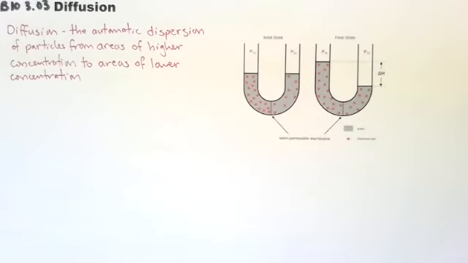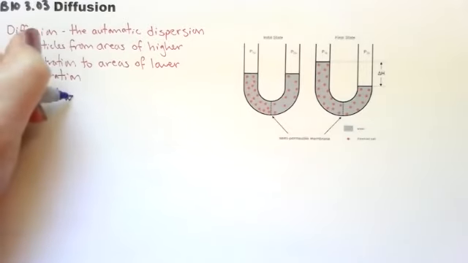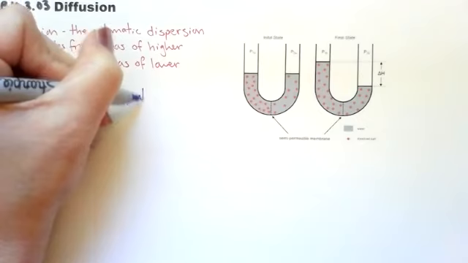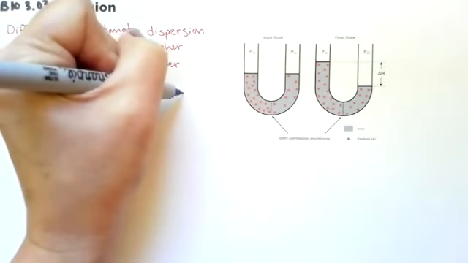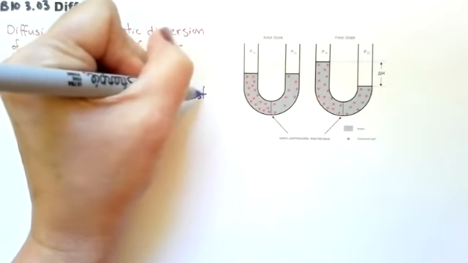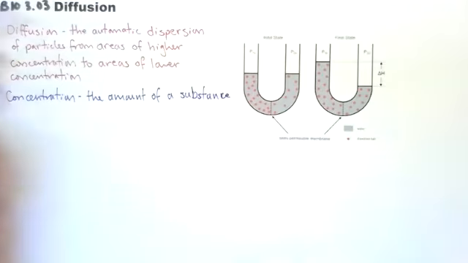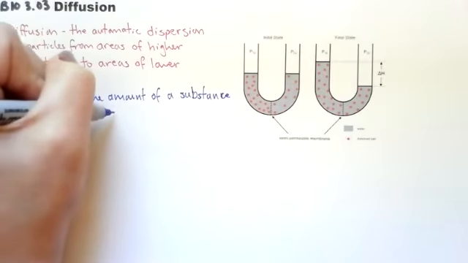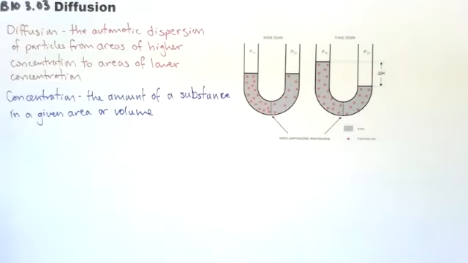So let's talk about the term concentration first, because I'm going to start using that word a lot. Concentration is the amount of a substance in a given area or volume.